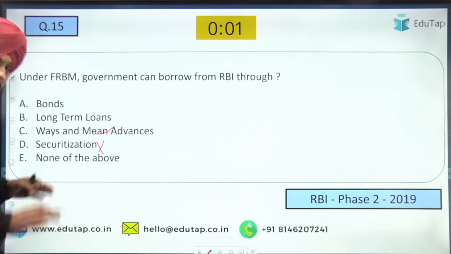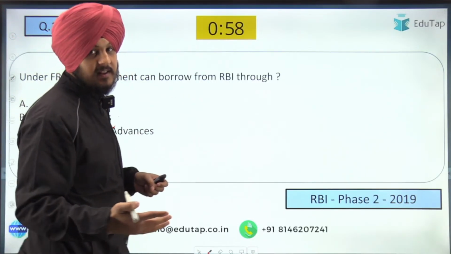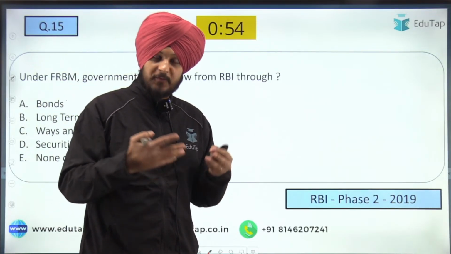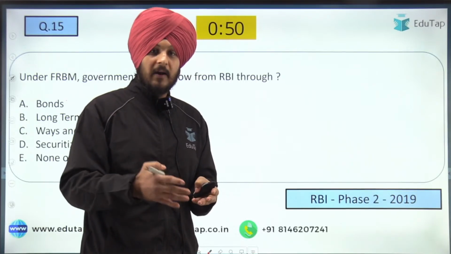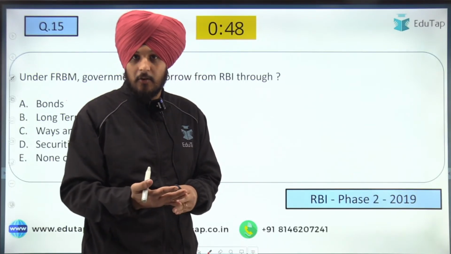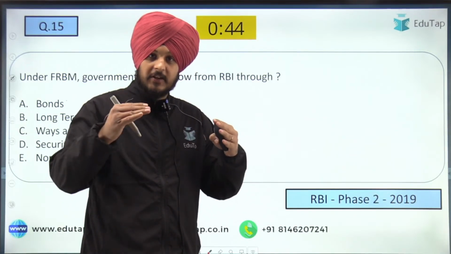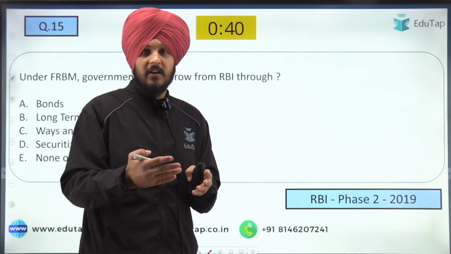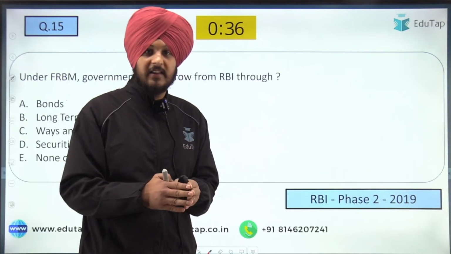Ways and means advances. What are ways and means advances? Basically, when there is a temporary mismatch in the receipts and the payments of the government. So ways and means advances is a type of temporary facility which is provided in the form of a loan by the RBI to the central and the state government. Now there are other details also associated with it regarding the limitation, regarding the type of ways and means advances, which is, I would say, normal ways and means advances and the special ways and means advances. Different types of details are associated with it.